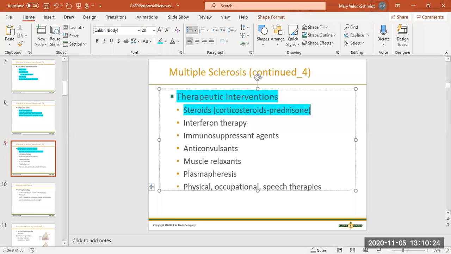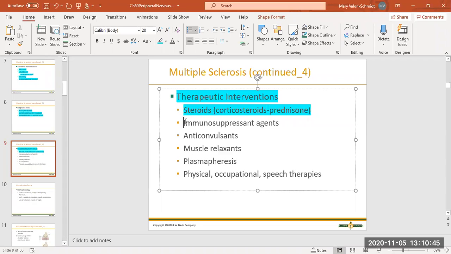Because what steroids do is two things. They decrease inflammation, but they also suppress immune response, which if this is autoimmune, that's what we want to happen, right? The side effect is the thing that we want from the steroids as much as we want the action of it, okay? We're not going to talk about interferon, but we will talk about immunosuppressant agents.